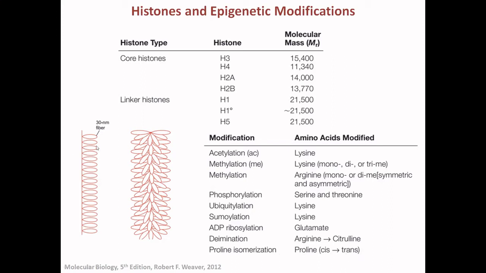So this is the 30 nanometer solenoid structure we have discussed in the previous slides. This solenoid structure further forms a helix to form a 300 nanometer fiber structure, that we will discuss in the following slides.